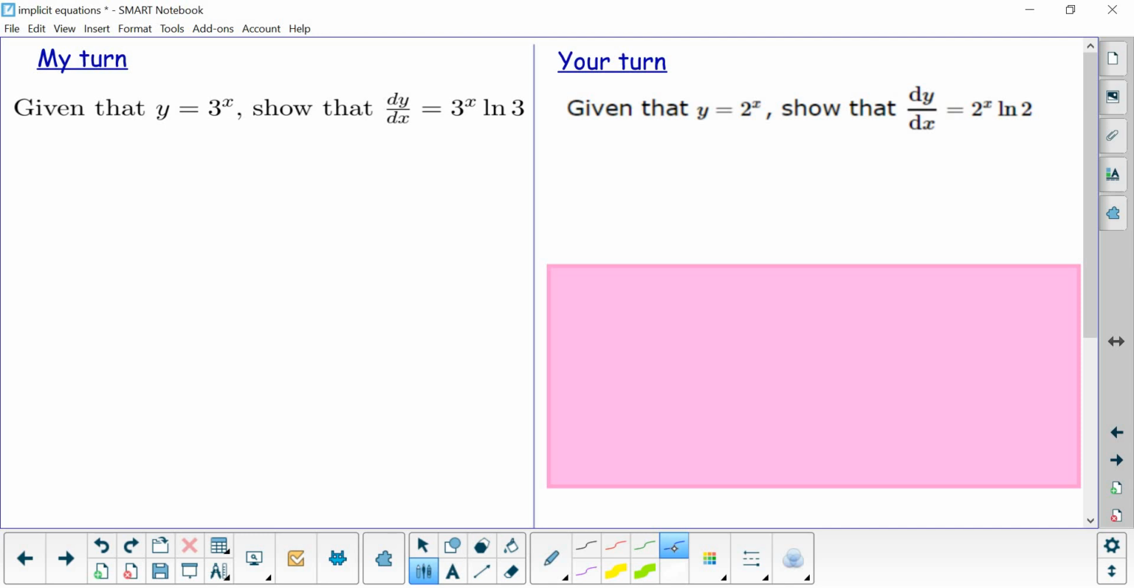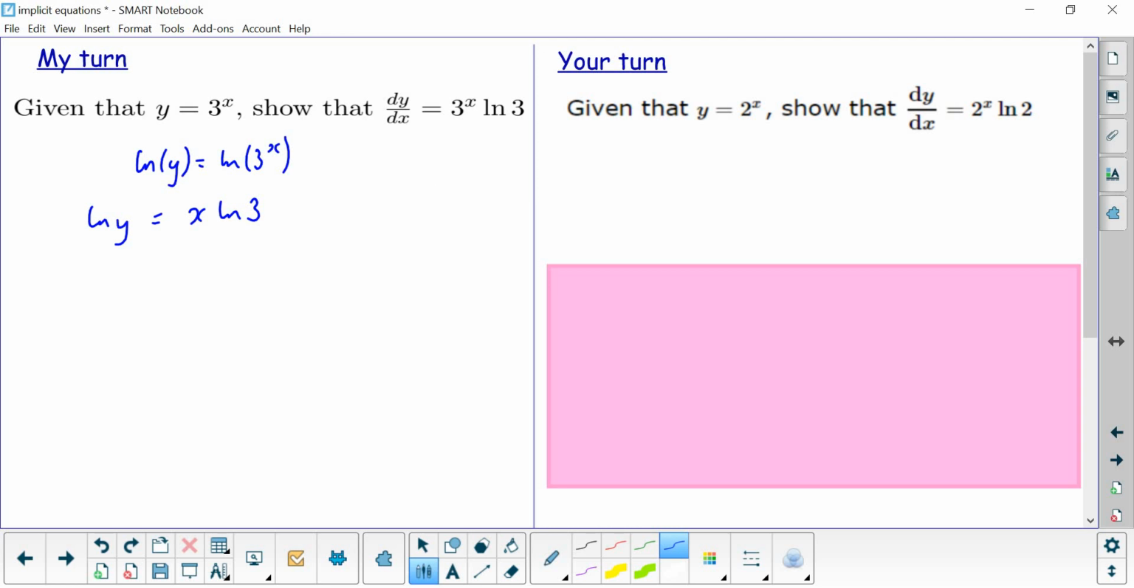So we've got natural log of y equals natural log of 3 to the x, which we could write as natural log y is x natural log 3, bringing the power down. Now because 3 is a constant, then natural log 3 is also just a constant, just a number. Right, so we're going to use implicit differentiation.